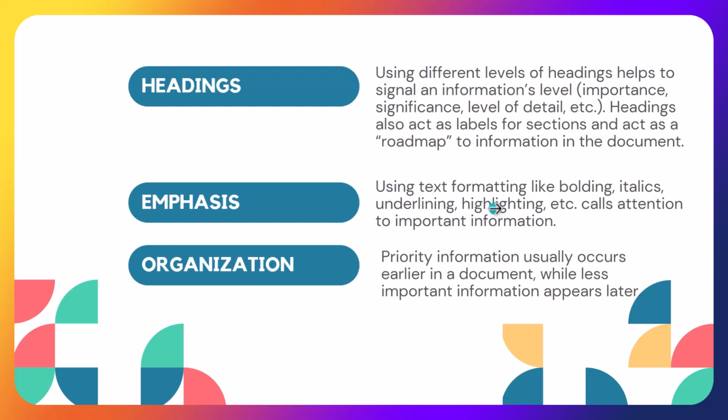You can use text formatting like bolding, italics, underlining, or highlighting to create emphasis, but whatever you choose, be consistent. And of course, you can also use organization. More important information should occur earlier in a document or earlier in a section. Something like that can help create information hierarchy. There are a lot of different ways of doing it, but just think, what's the most important information in this document? How can I use design to help my reader find it? Or what are similar types of information in this document? How can I format them similarly?